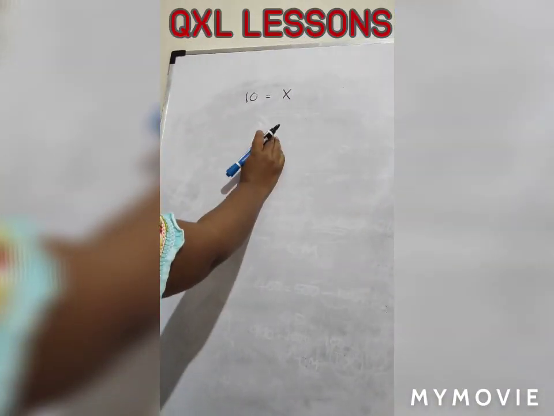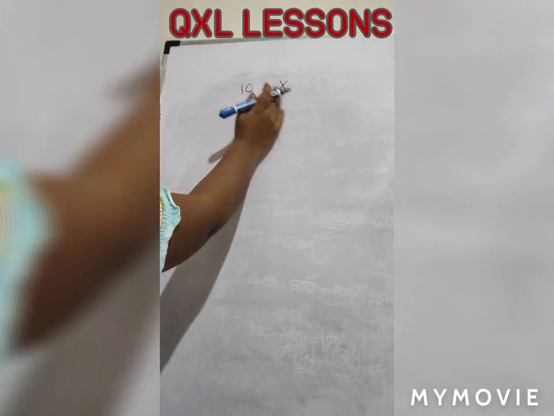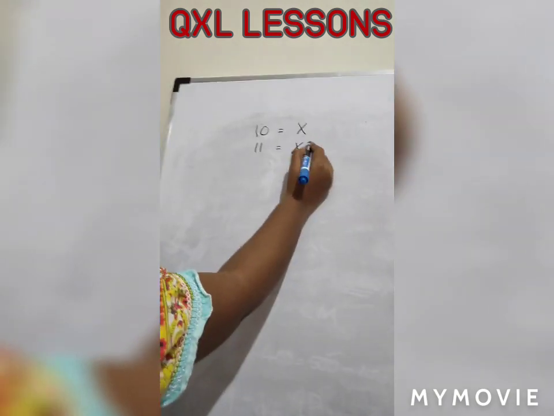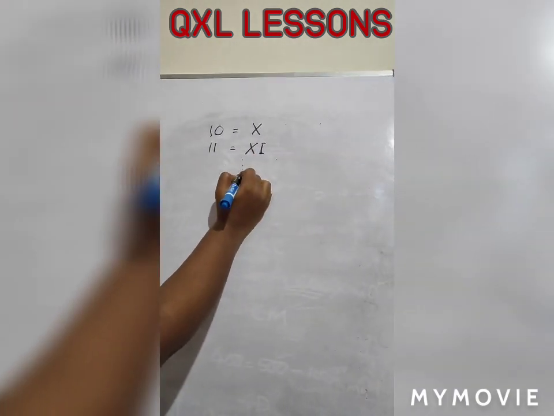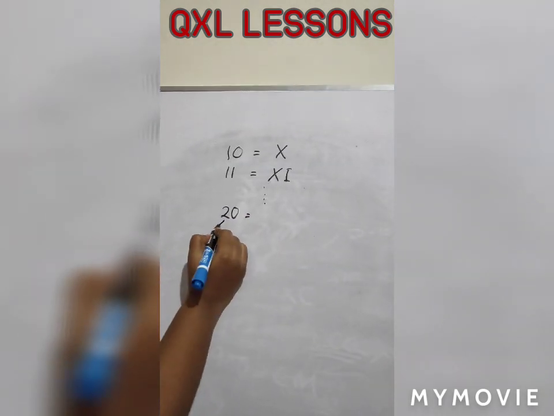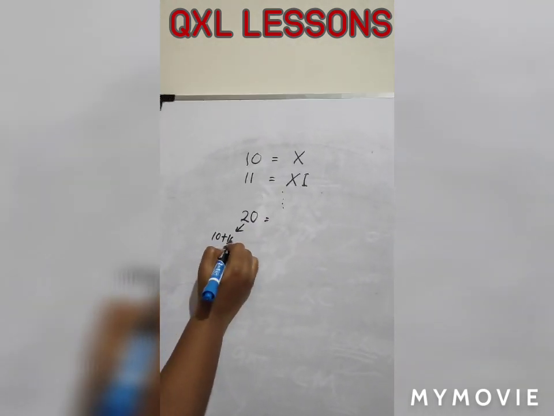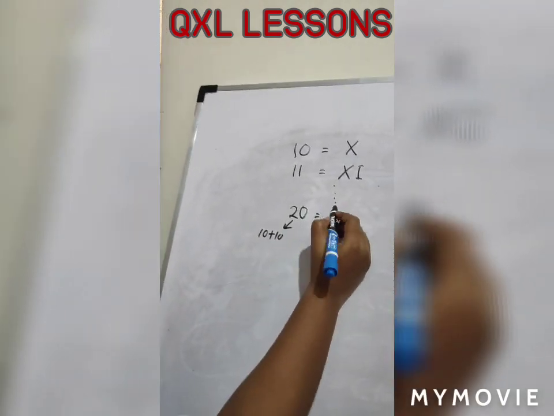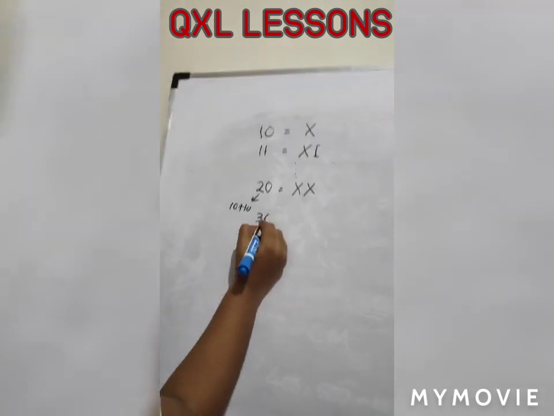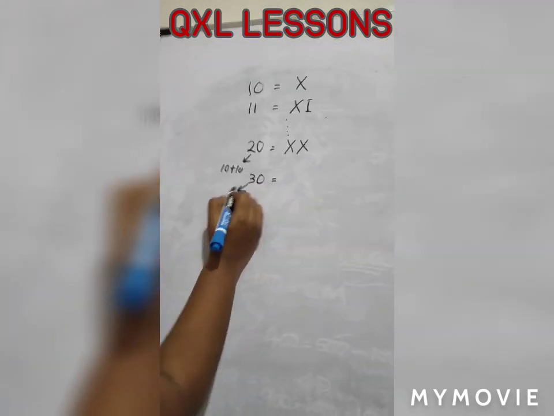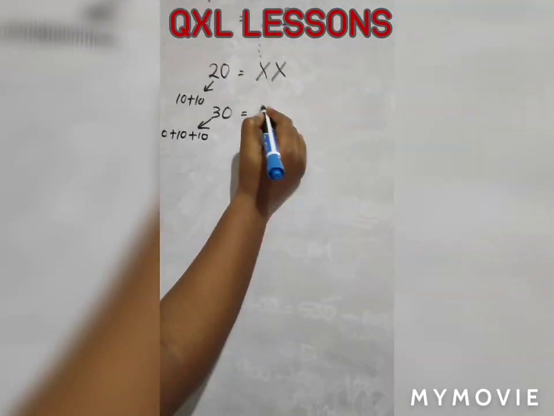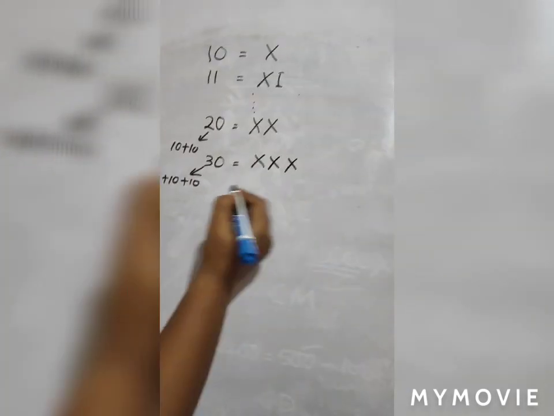So as you know, 10 is denoted by X. So now 11, how do I write? 11 is 10 plus 1. So I write X, that is 10, and I, that is 1, to the right of X. Now 20, this is nothing but 10 plus 10. So 2 10s are coming in it. So I will write X and X. Okay, so 10 plus 10 gives me 20. So 30. Similarly, here we have 3 10s. So 10 plus 10 plus 10 gives me 30. So I can write 3 X's here.